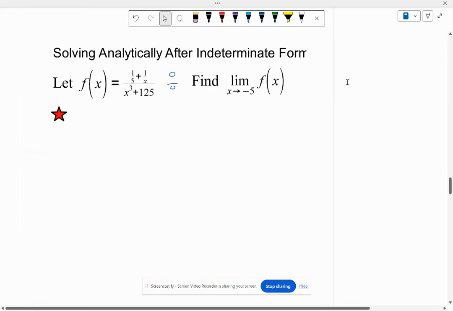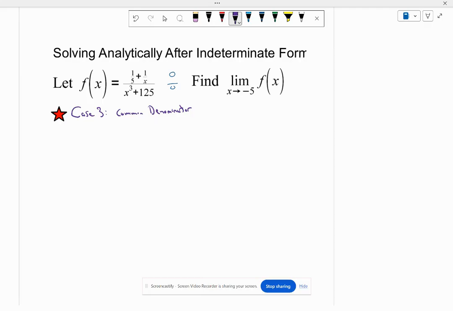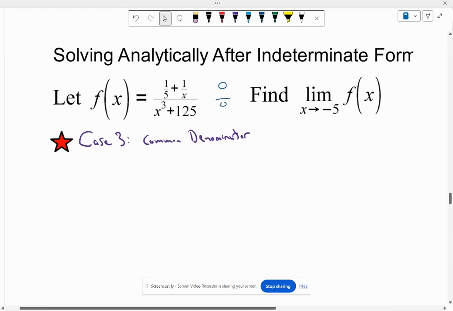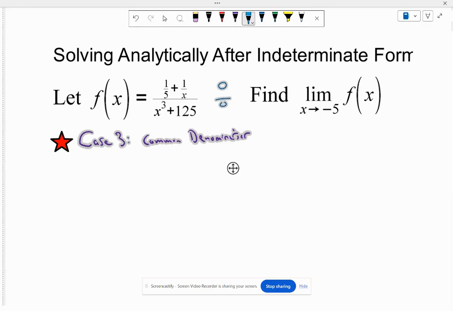Last case, call this case 3. Common denominator. So in this example, if you plug in negative 5, you're going to get 1/5 minus 1/5, which is 0, and negative 5 cubed is negative 125, so negative 125 plus 125 is 0. So just do what we did before, get a common denominator, keep, change, flip. We're going to have to do a little factoring on the denominator, and then we'll be able to plug in negative 5 and not have any issues.